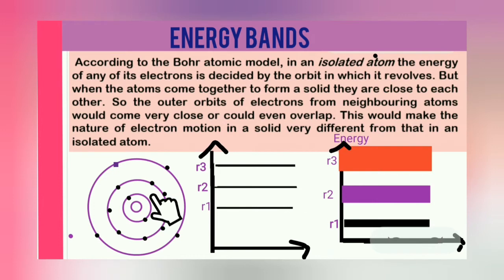But you know that for the outermost electrons, the influence from the neighboring atoms is more. So the range will be larger for the valence electrons. So here this is thicker than the inner bands. So, what is energy band? Energy band is the range of energy possessed by electrons. So, what is valence band? The range of energy possessed by valence electrons.